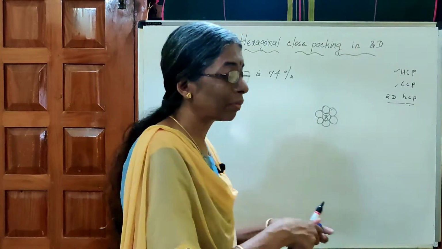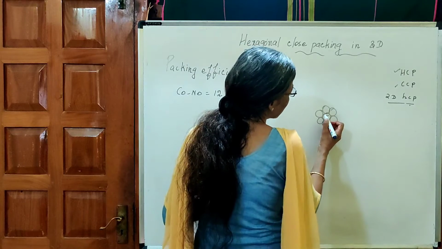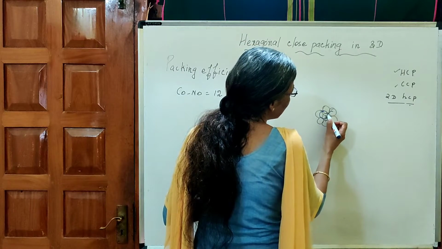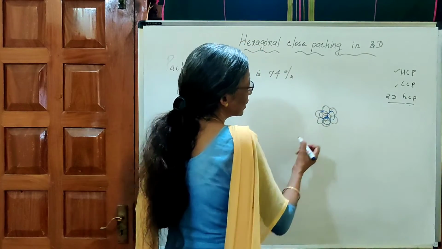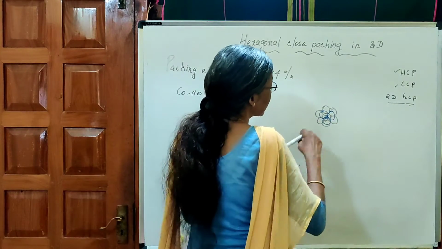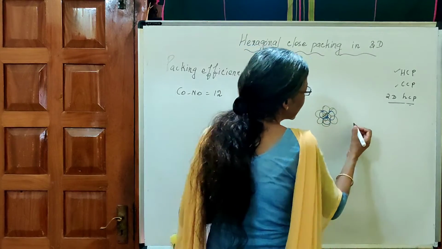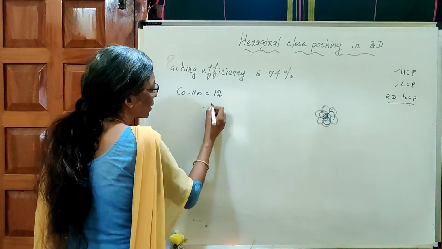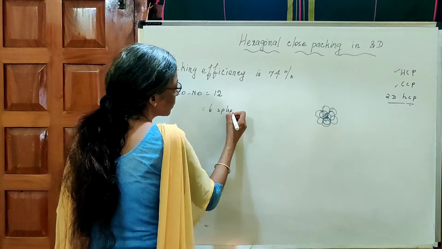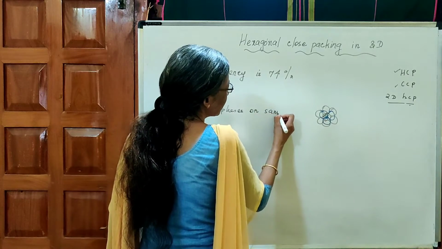Suppose, for example, this is the first layer, then you are arranging on that one. So here is one here, 2 here, 3 here. This is actually the layer, the sphere which we are seeing here. So 6 spheres, what is the coordination number? Coordination number is 12. So 6 spheres on the same layer.